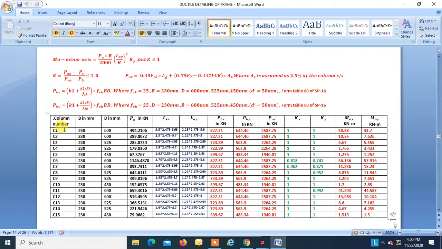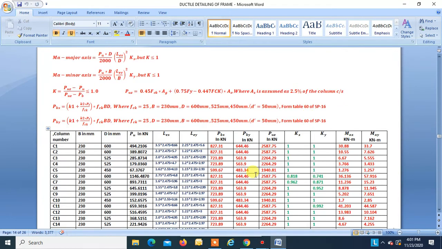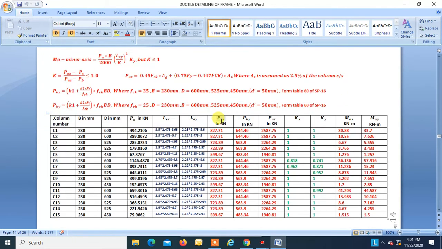So this is the table: column number, width of beam, width of column, depth of column, actual load in column. This is design actual. These are the actual forces which we got from analysis, okay. LEX and LEY we found over here, okay. This same table I have kept over here, okay. LEX and LEY. PBX we can find from this formula, okay. PBY we can find from this formula. PUZ we can find from this formula, okay.